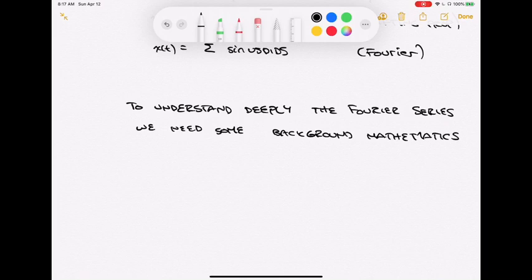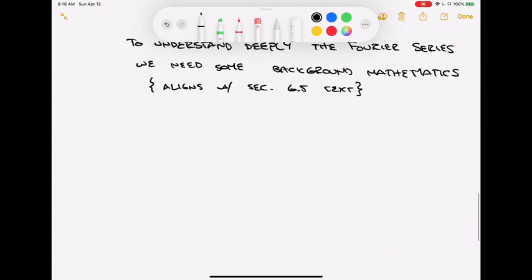I had mentioned before that I'm going to do things in a little bit different way than the book, and it is certainly a different order, but this does roughly align. It aligns with section 6.5 in the text. So if you're following along, if you read through chapter 6, you'll definitely see the connections here. So this is all going to be about some background mathematics.